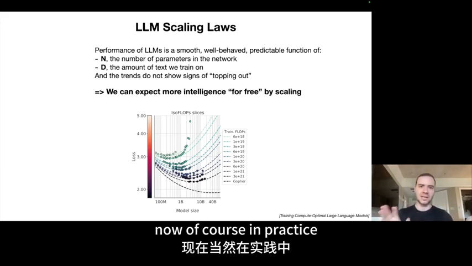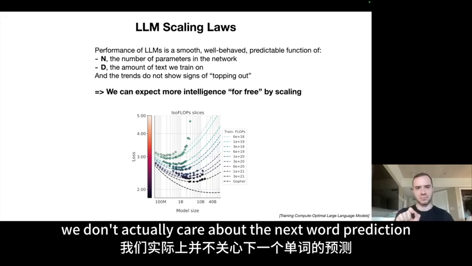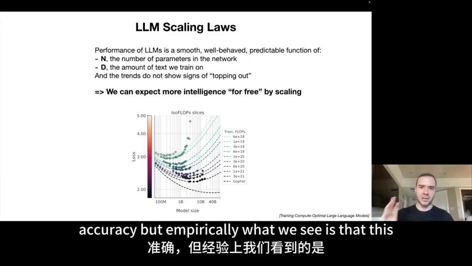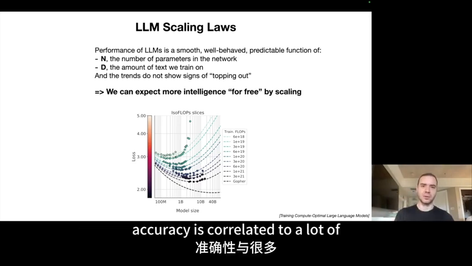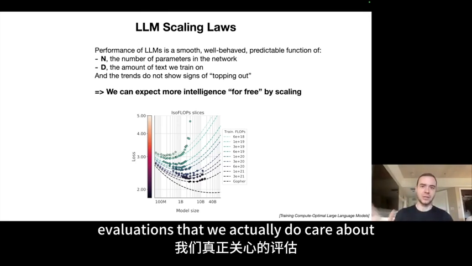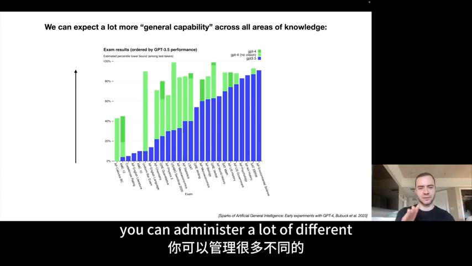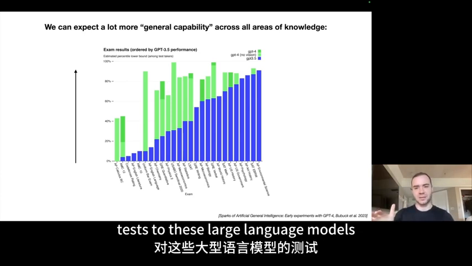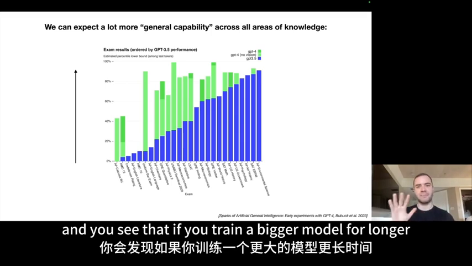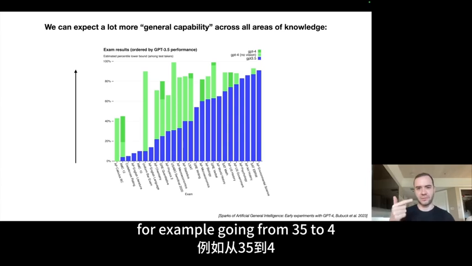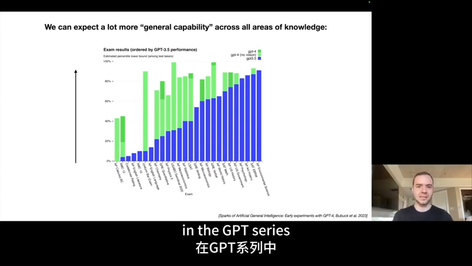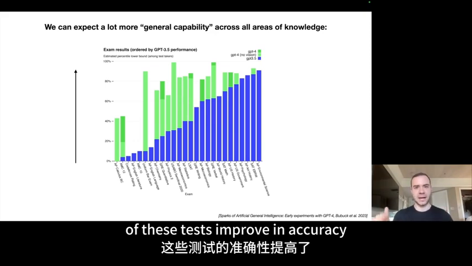Now, of course, in practice, we don't actually care about the next word prediction accuracy, but empirically what we see is that this accuracy is correlated to a lot of evaluations that we actually do care about. So, for example, you can administer a lot of different tests to these large language models, and you see that if you train a bigger model for longer, for example, going from 3.5 to 4 in the GPT series, all of these tests improve in accuracy.